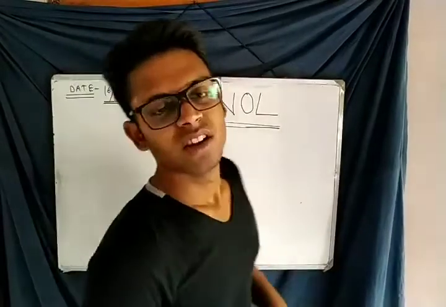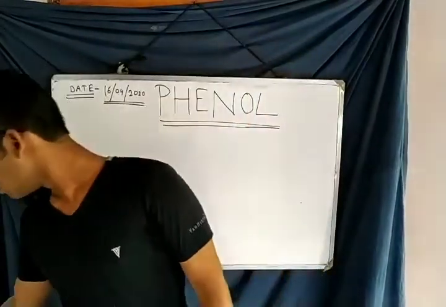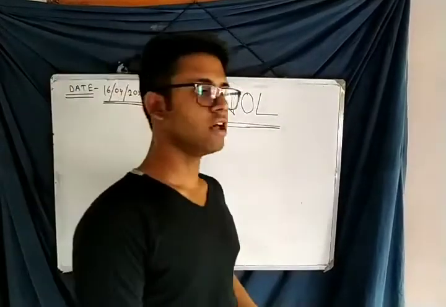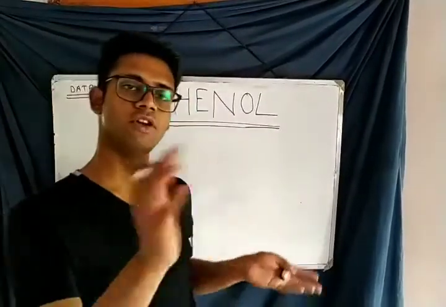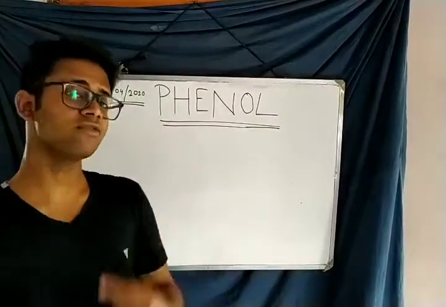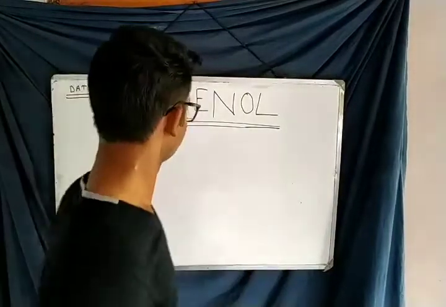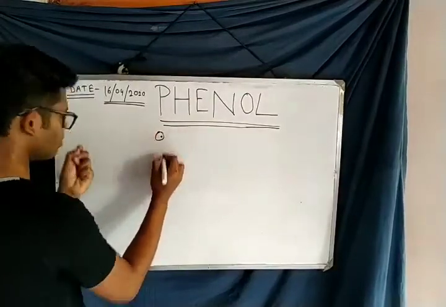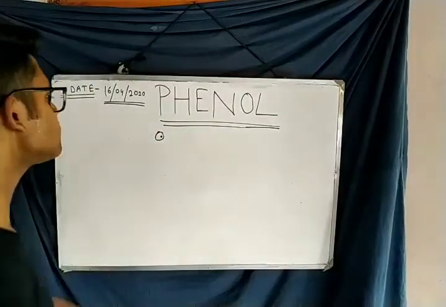So the next reaction is that a change occurs in the reactions. So far we have studied the reactions that occur in the phenolic group, that is the OH group. Now the reaction will occur in the benzene ring. So now the reactions we are going to study will occur in the benzene ring.